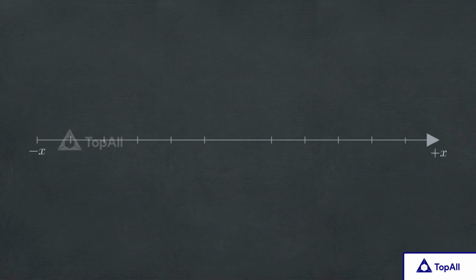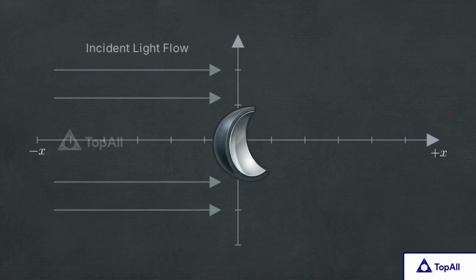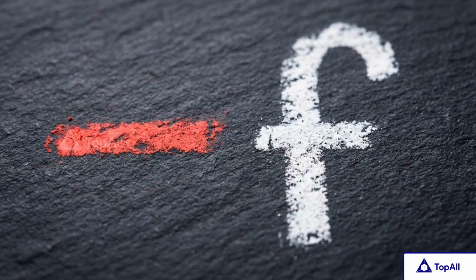Now look at the geometry of the mirror itself to determine the sign of its focal length, f. Here we have a concave mirror. If we trace the measurement from the pole back to the focal point of this concave mirror, we are once again moving against the flow of light. This retrograde measurement dictates that a concave mirror's focal length is always a negative integer.